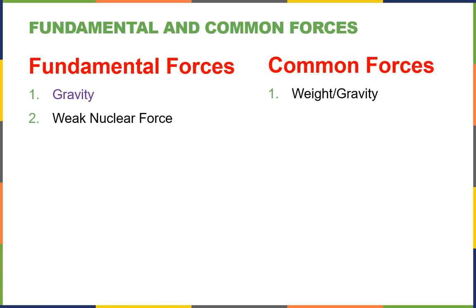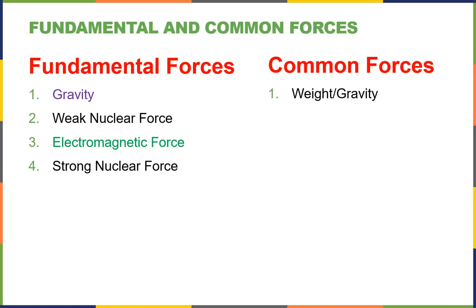Okay, so those are the 4 fundamental forces. These here are listed in the generally accepted strengths. The weakest of them is gravity, then the weak nuclear, then the electromagnetic, then the strong nuclear. It depends on how far away your objects are, which one is actually going to be the strongest and weakest.